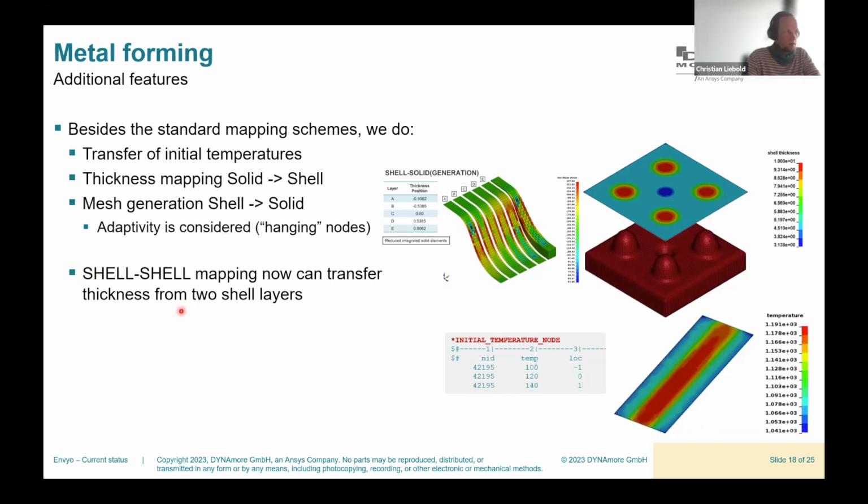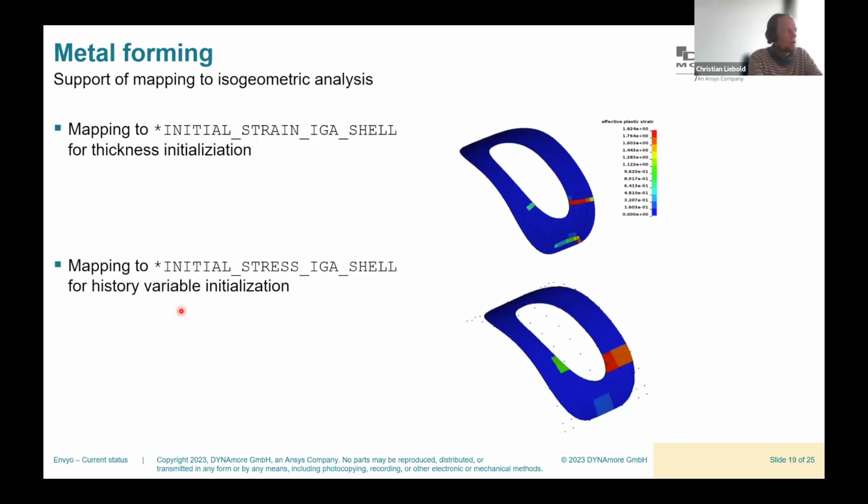And as I said earlier, we also support the thickness mapping from shells. So if you have a top shell and a bottom shell, and you have a mid-surface mesh, so to speak, and you want to get the thickness generated through the offset of these two shells, we can also transfer this information as a thickness input, for example, for a packaging use case.